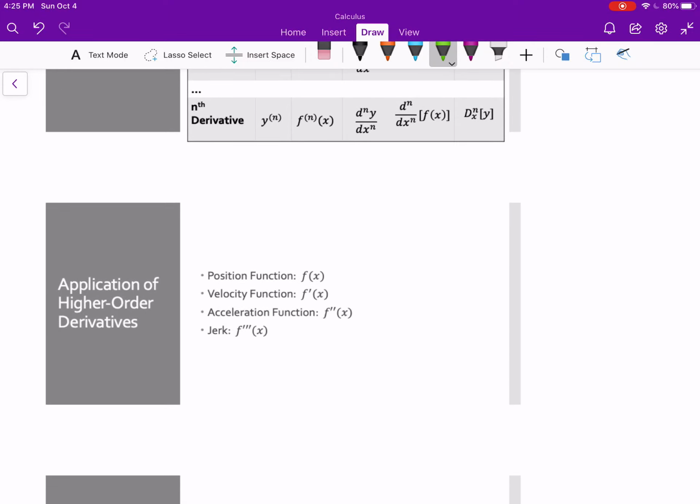So an application of higher order derivatives is used a lot in physics. If we have a position function, f of x, the first derivative is going to give us our velocity function. The second derivative is going to give us our acceleration function. And the third derivative is going to give us the jerk function. We really don't talk about the jerk very much, so we're going to focus on velocity and acceleration.